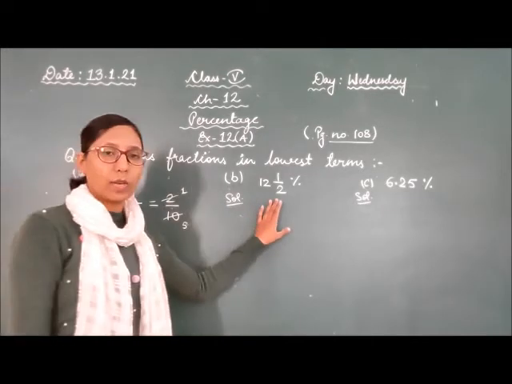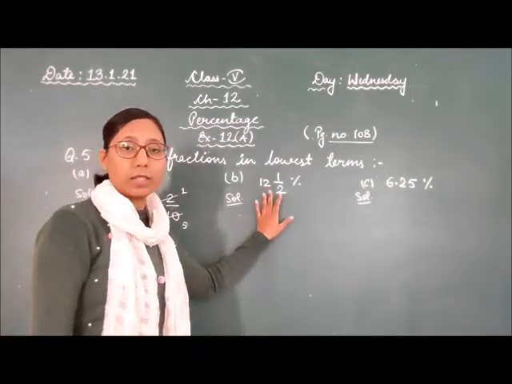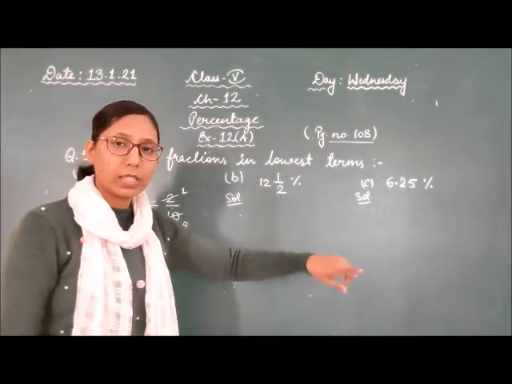Here in this one, 12 1 by 2. So this is a mixed fraction. We are going to convert it into an improper fraction first.